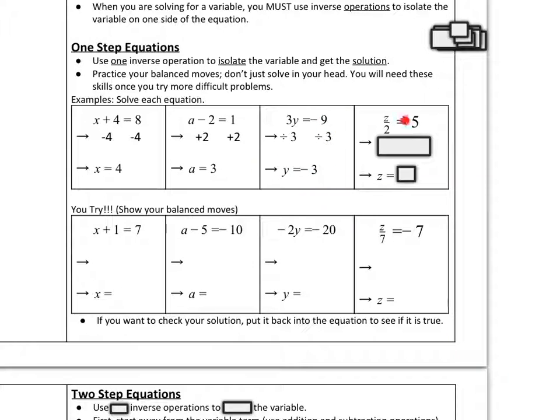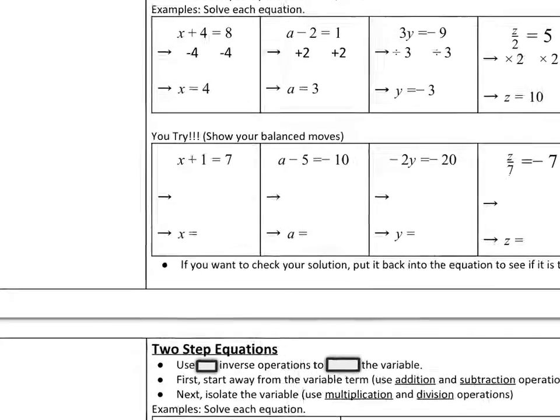Lastly, z over 2, z divided by 2, a fraction is like division, equals 5. The opposite of division is multiplication, so we're going to multiply both sides of the equation by 2, always both sides. That times 2 is going to cancel out with the divided by 2. They're opposites, leaving z isolated. And 5 times 2 is 10. So we get z equals 10. Use these examples right up here and see if you can figure these solutions out by using inverse operations. Use the same steps, but just with these different numbers. Try that now.